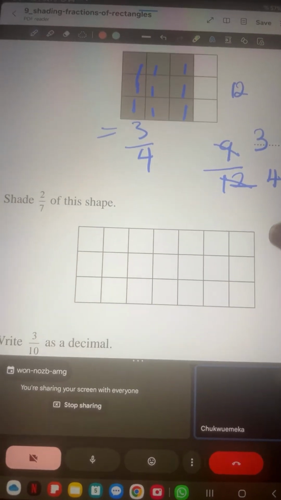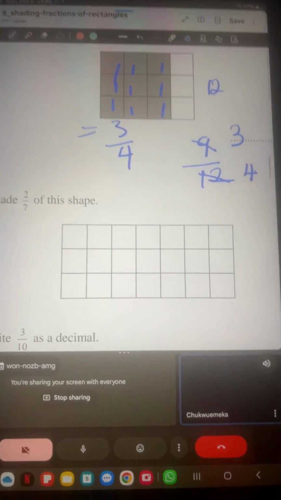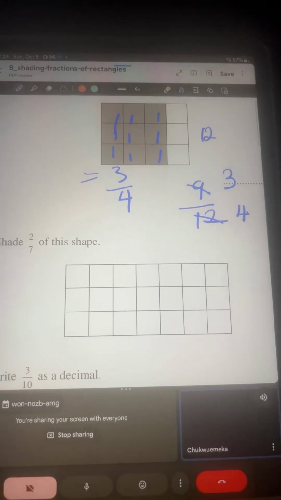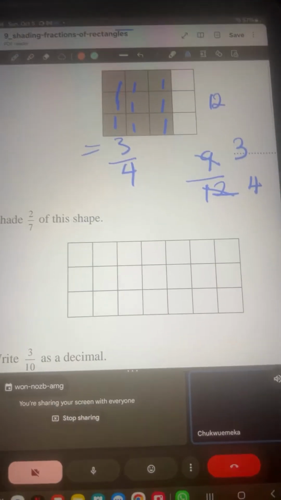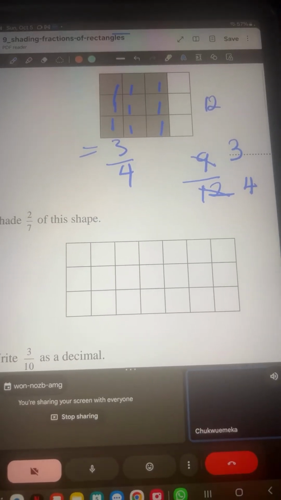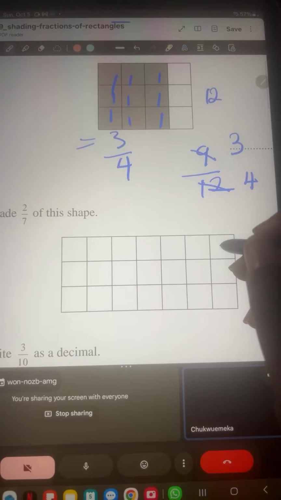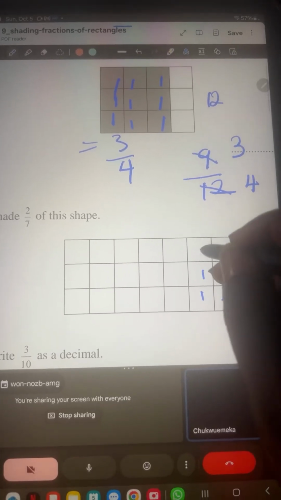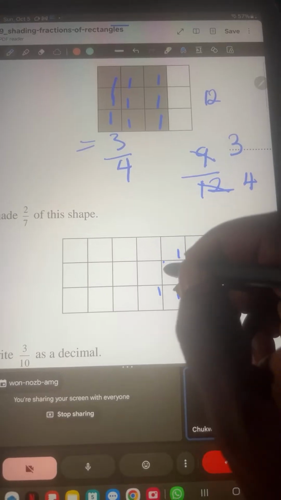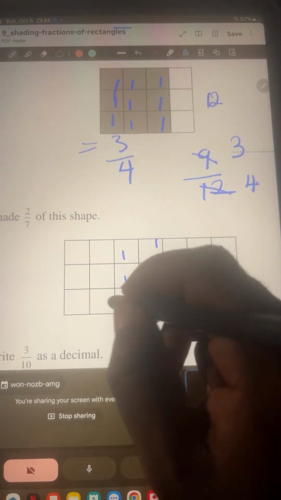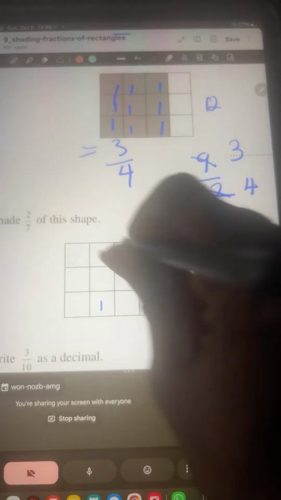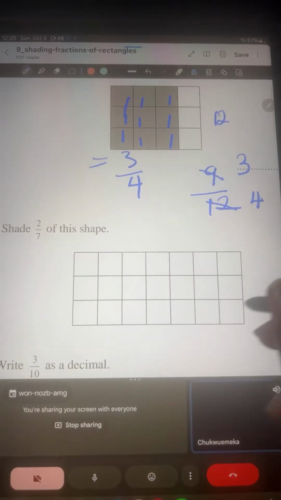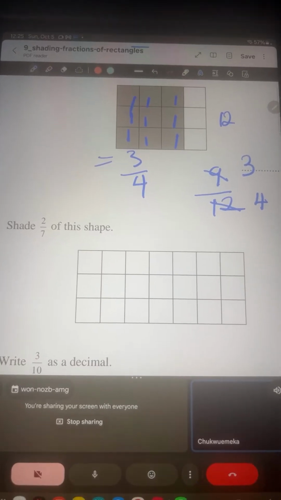Next one says we should shade 2 over 7 of this shape. To shade 2 over 7 of a shape, you need to first of all know how many small squares are present. How many small squares are here? 1, 2, 3, 4, 5, 6, 7, 8, 9, 10, 11, 12, 13, 14, 15, 16, 17, 18, 19, 20, 21, right? So there are 21 small squares, and we are to shade 2 out of 7 parts.